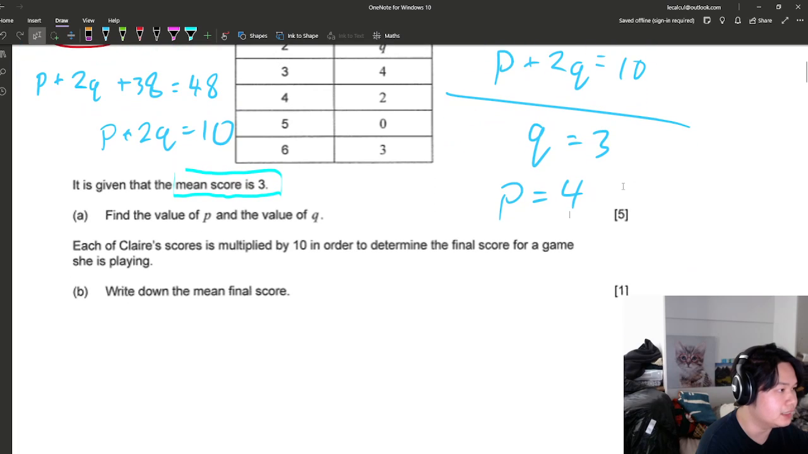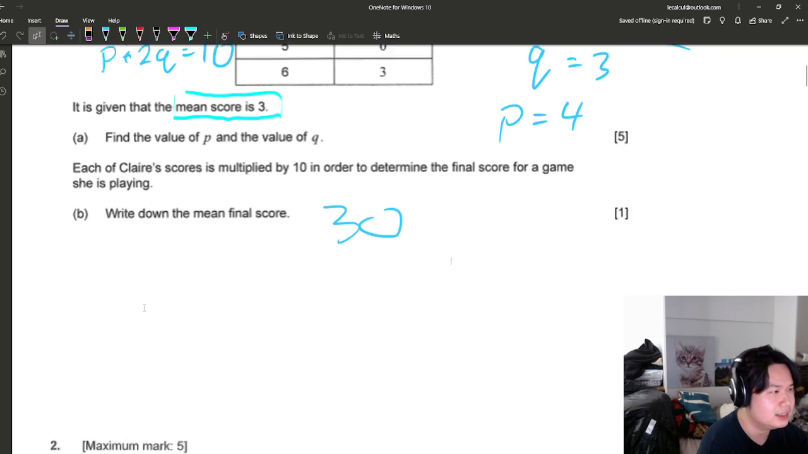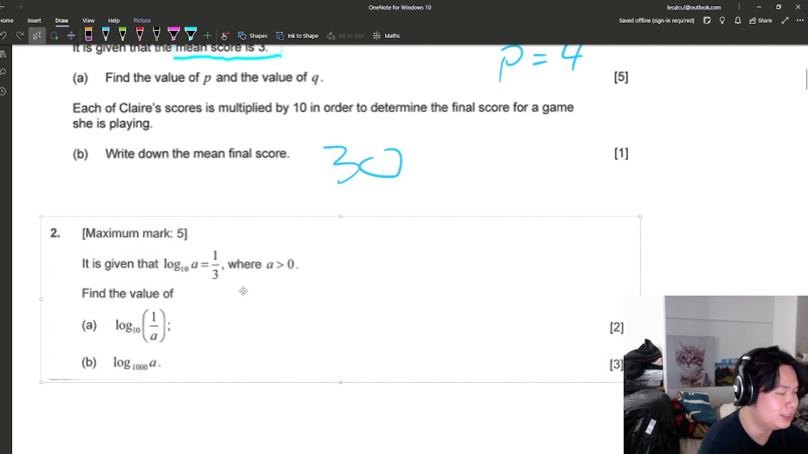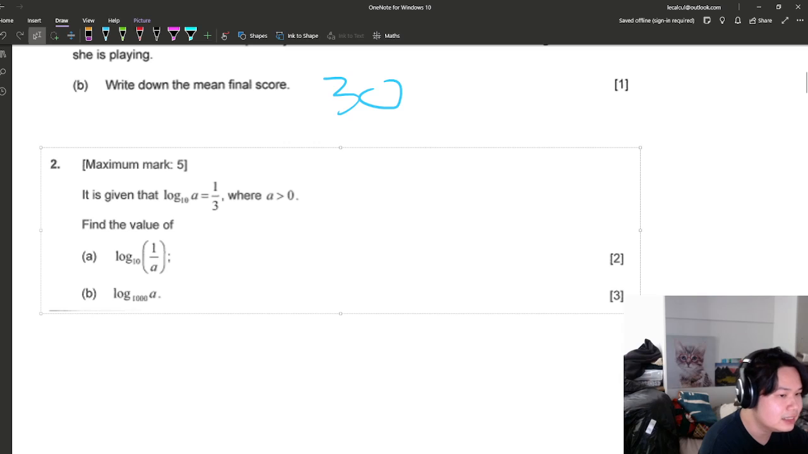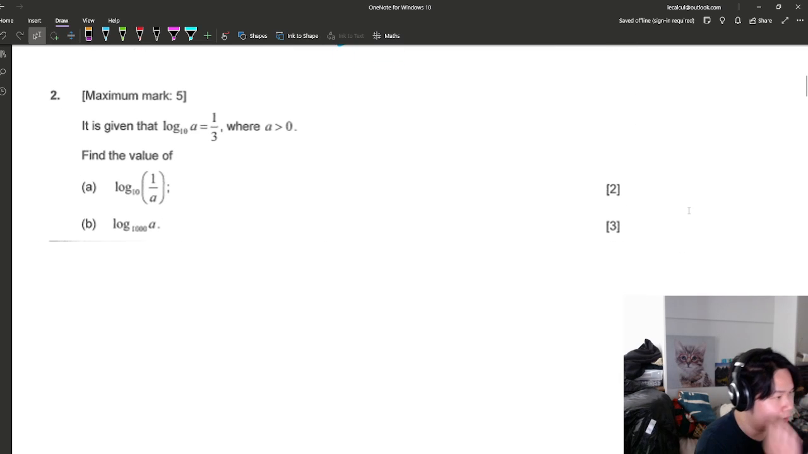Okay, nice. And then each of Claire's scores is multiplied by 10. So what is the mean final score? Oh, okay, so that's easy. If her mean score is 3, right, and then you multiply all the scores by 10, then you just multiply your mean by 10. It's only worth 1 mark, so that's probably... If you're ever doubting if it's too easy, you should look at how many marks it's worth. And if it's worth 1 mark, then yeah, it's probably that easy. If it's worth more, then maybe you should be a little bit careful that you're doing what it wants.